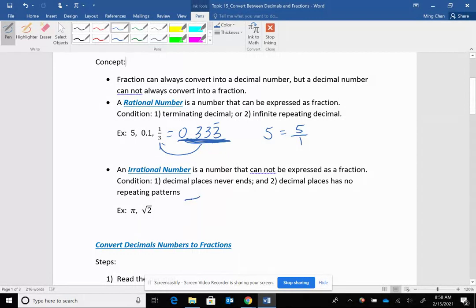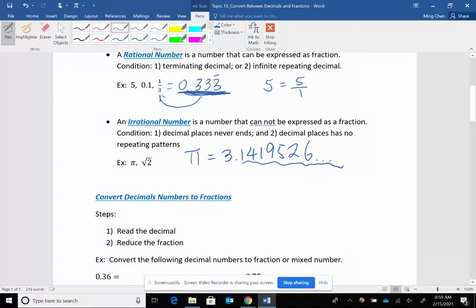Just like pi. Most of the time we think of pi as 3.14, but pi is actually 3.1419526 dot dot dot. The decimal never ends. The decimal places never end, and the decimal places have no repeating patterns. Therefore, those types of numbers are considered irrational numbers. That means those numbers can never be converted back into a fraction. All right, with that in mind, let's take a look.